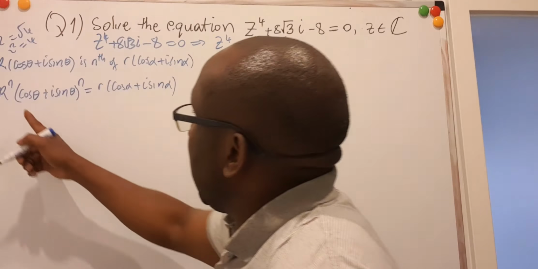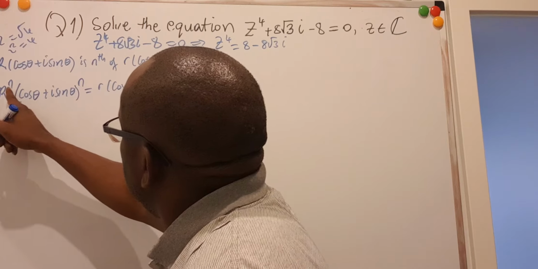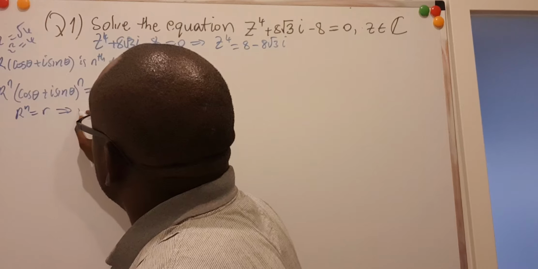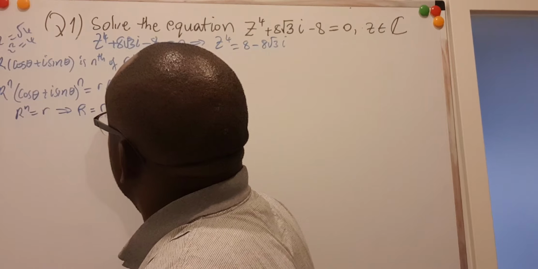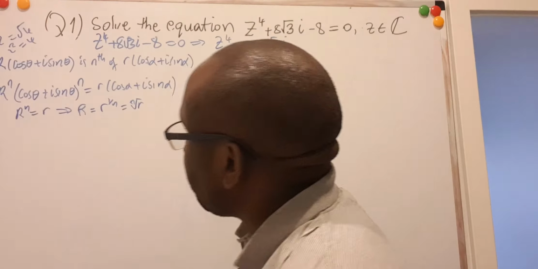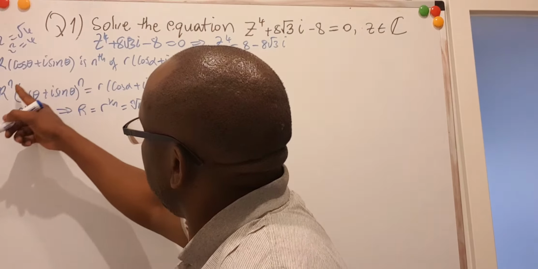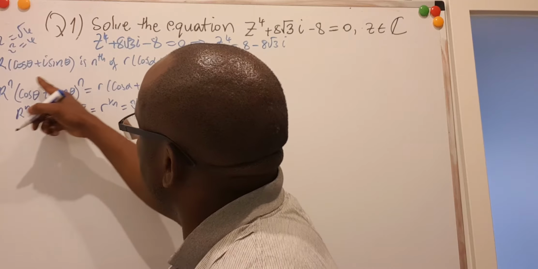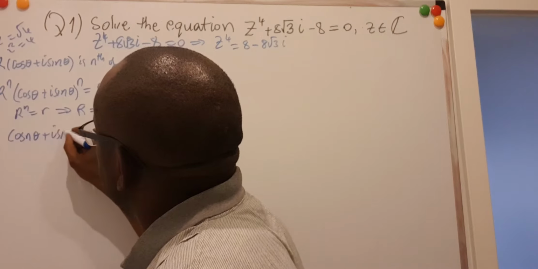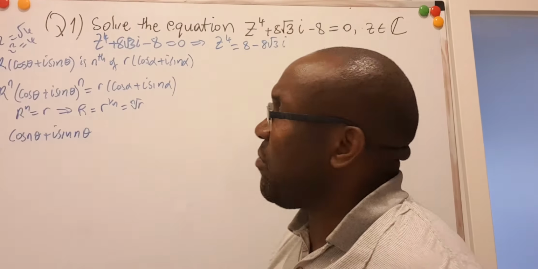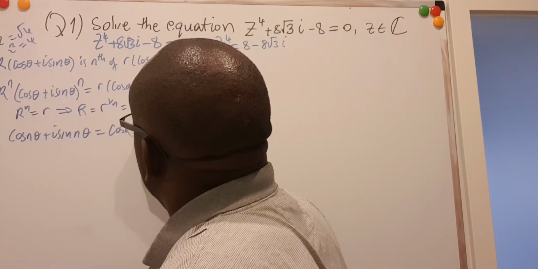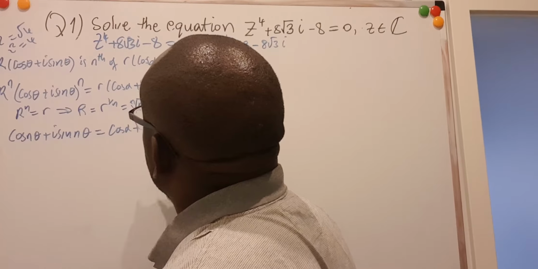If that is true, then I can equate this. That means R to the n is equal to small r, and this implies big R is equal to the nth root of r. And what about the theta? We already saw this. If you look at De Moivre's theorem, it says that the n can go there. So this becomes cos n theta plus i sine n theta. Look back at one of my videos and you will see this. This should be equal to this part, cos alpha plus i sine alpha.